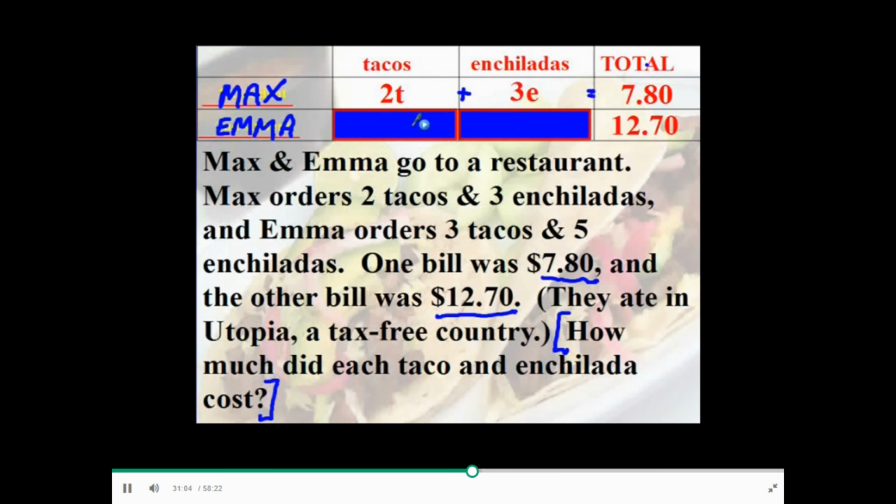Next, Emma, I'm sure you figured out, right here has 3 tacos. So I'm going to put 3T there. And then over here, we've got 5 enchiladas. So I'm going to put 5E there, put the plus sign and equals.